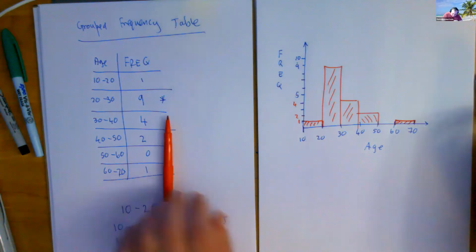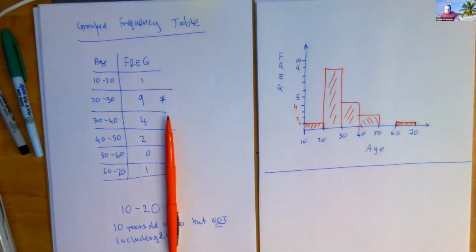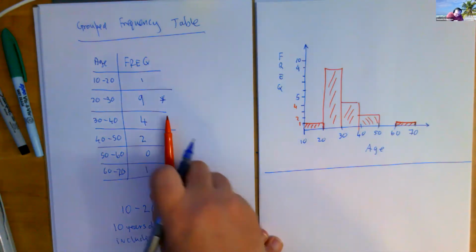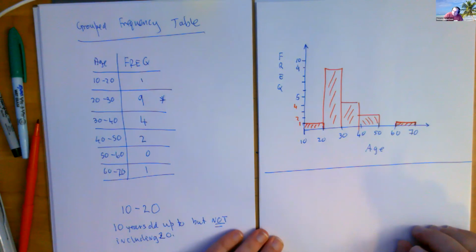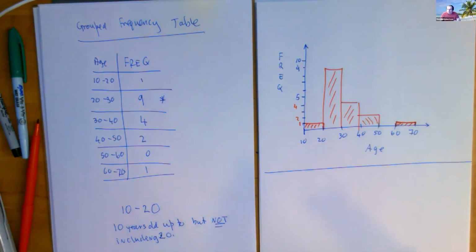Now, suppose we had some data and I wanted to create a grouped frequency table for it. I'm going to introduce some terms here that we use.